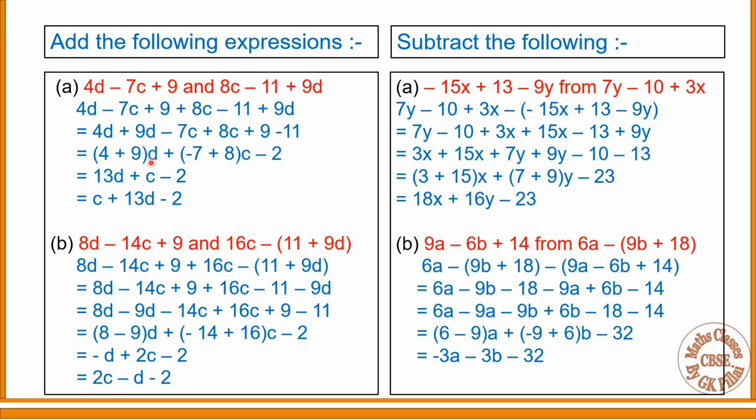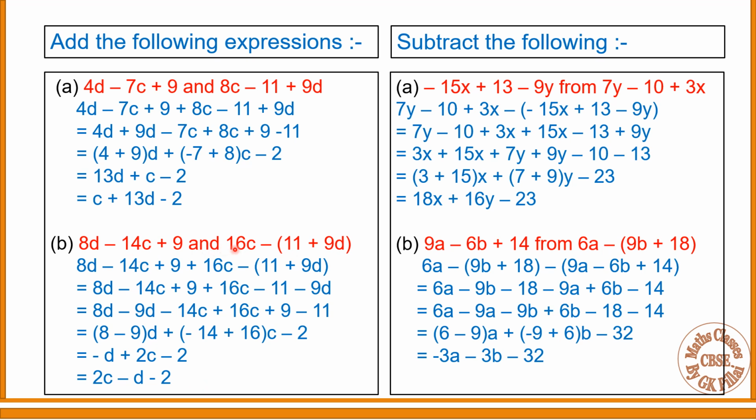After that, from these two terms we will take d common outside, and from these two we will take c common outside. Now when simplified, you will get 13d plus c. This is 8 minus 7, 1c only or c only, minus 2. Let us write in the proper order, c first and d later. C plus 13d minus 2.